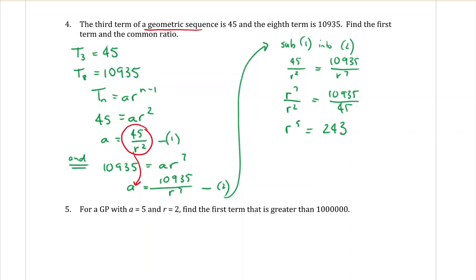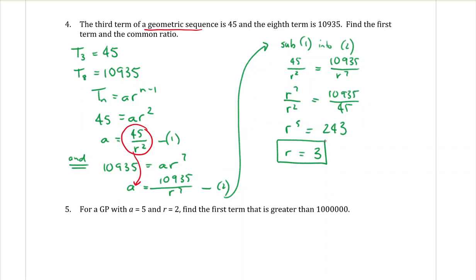Yeah. Great. Okay, so r to the power of 5, if I want r by itself, it means I need to do a fifth root. Hopefully you can find that on your calculator. A fifth root of 243 is 3. I have found r. I still need the first term.